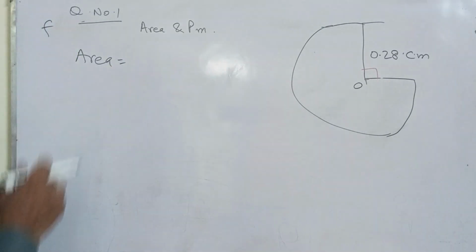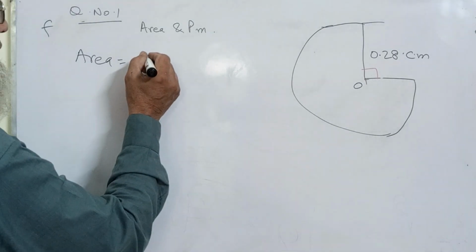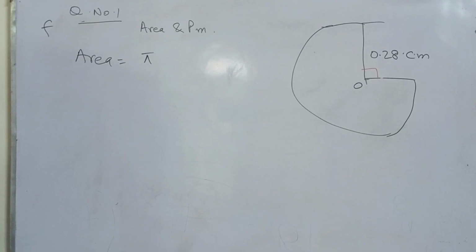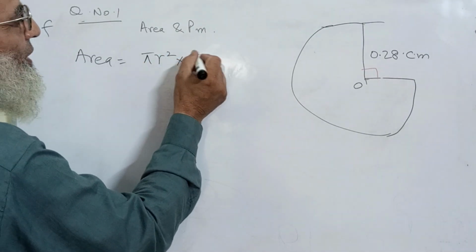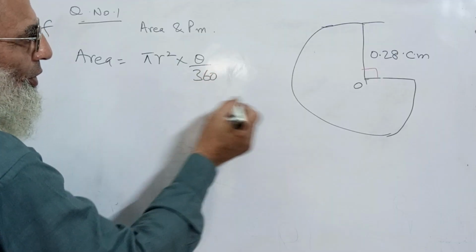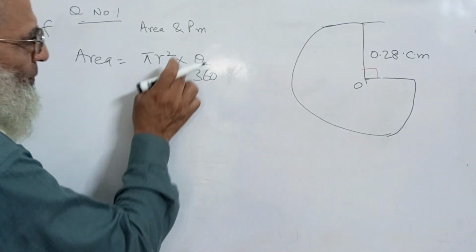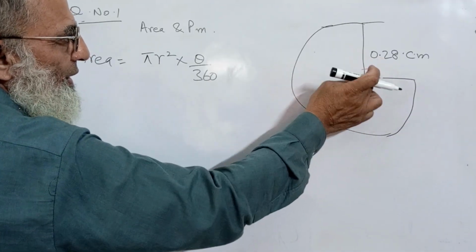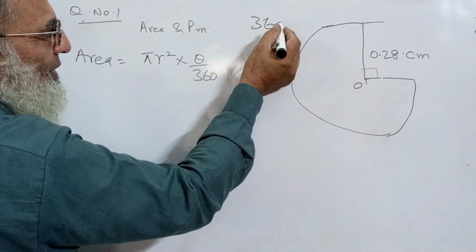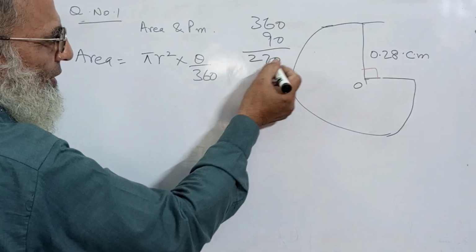And area has been written over here for the previous lesson, so I am going to write the area. It is like this: pi r square multiplied by theta upon 360. Now how much is it? It will become 3 by 4. How? You see, this is 90, and 360 minus 90 will become 270.